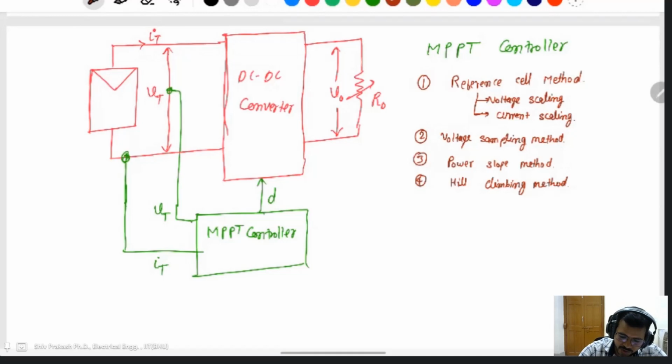The most usable method is the power slope method, where you compare the power and need to sense both voltage and current. In the reference cell method, only voltage sensing is required here, and there current sensing is required. The voltage sampling method also has two types: voltage sampling and current sampling. In sampling there is a requirement of either voltage or current, but in the power slope method you require both voltage and current. The hill climb method also requires power, voltage and current.